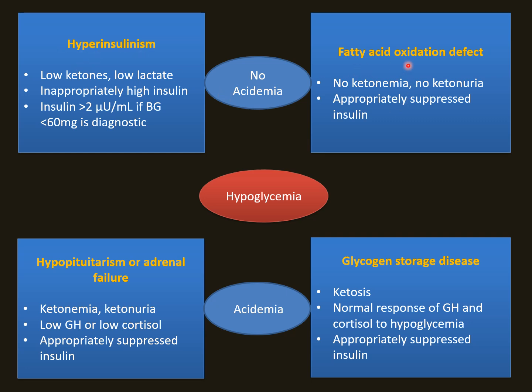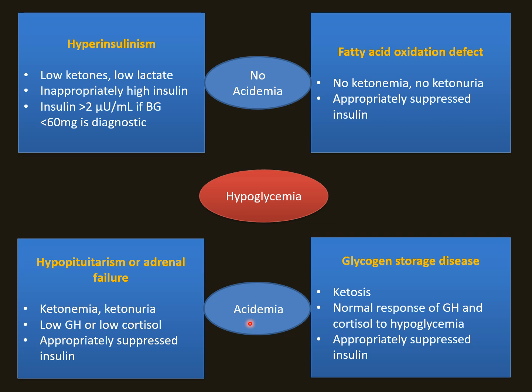The other cause is fatty acid oxidation defect. There will be no acidosis, no ketonemia, no ketonuria in a state of hypoglycemia, because the patient cannot utilize the fatty acids as an alternative fuel. And you will see the insulin level here will be appropriately suppressed. It means that the pancreas is not producing insulin in a state of hypoglycemia. So without acidosis, without ketosis, the patient cannot use the free fatty acids as an alternative fuel.